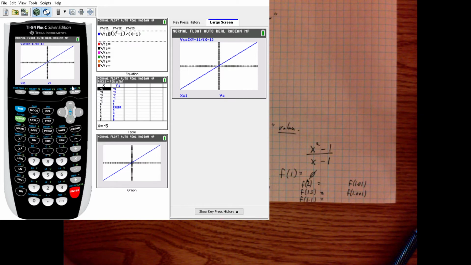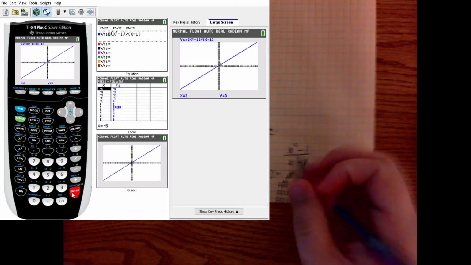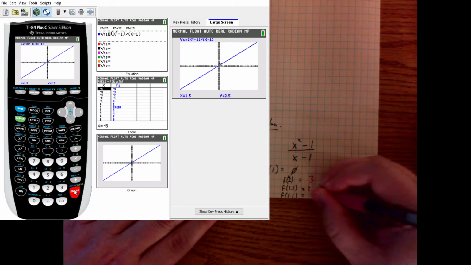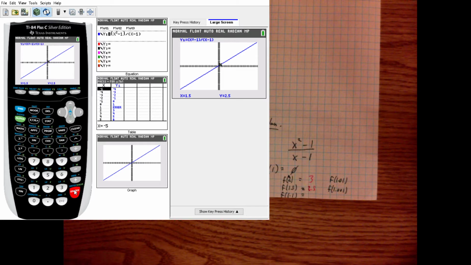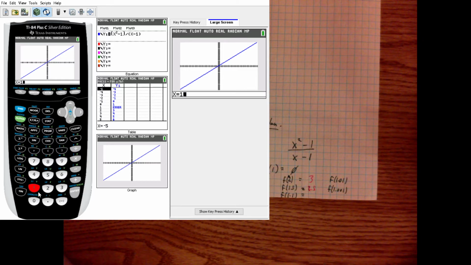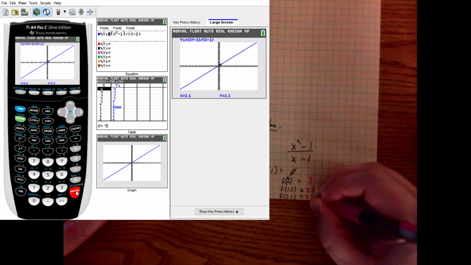But watch what happens as I start getting close to 1. So again, calculate the value at 2. Well, at 2, we get an answer of 3. Well, let's now try 1.5. Let's get closer. Calculate the value at 1.5. At 1.5 we get 2.5. Let's now try 1.1. At 1.1 the answer is 2.1.